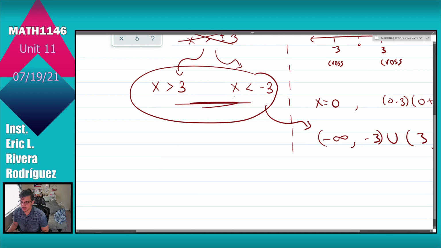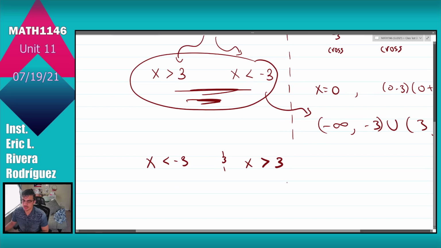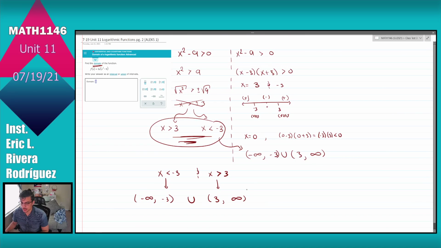I'm just going to rearrange what we have here. So we know that x needs to be less than -3 and x needs to be greater than 3. This part here, we can translate into an interval from -infinity to -3. And this part here, we can translate into an interval from 3 to +infinity. And then we just have to do the union. And we got the same conclusion.